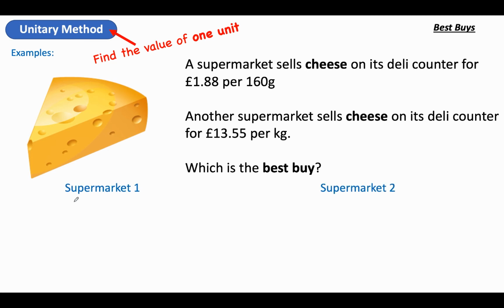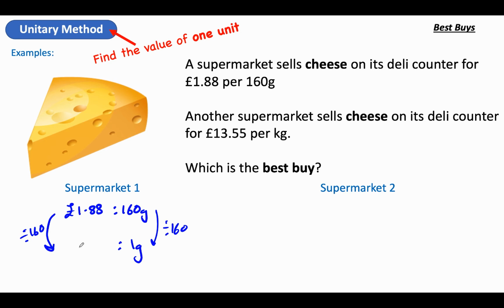Right, so I've got supermarket 1 here. Now, supermarket 1 does £1.88, and that gets me 160 grams. What I want to work out is, well, how much is it in that case per gram of cheese? For 1 gram of cheese, I'm going to divide it by itself. 160 divided by 160 is 1. This is just unitary method like we did before. So remember, what you do to one side of a ratio, you need to do to the other. So I'm going to do £1.88 divided by 160.